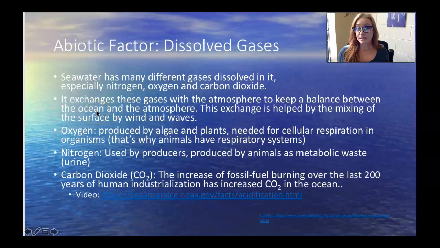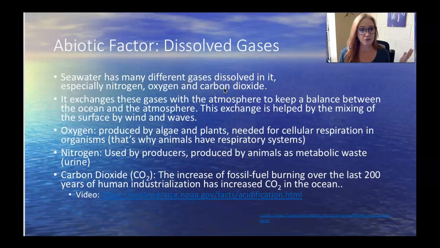So that was the density. Another abiotic factor is the dissolved gases. Dissolved gases in the water are what organisms use to breathe or respire, and also use to build some of their body tissues and get rid of waste as dissolved gases as well. Nitrogen, oxygen, carbon dioxide are the most abundant dissolved gases in the water.